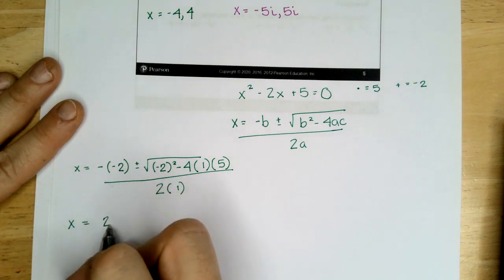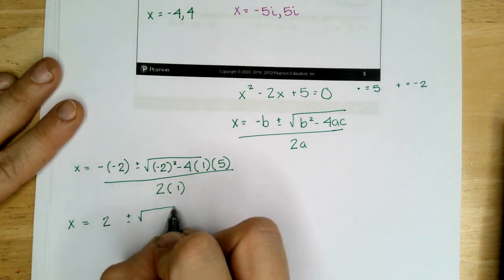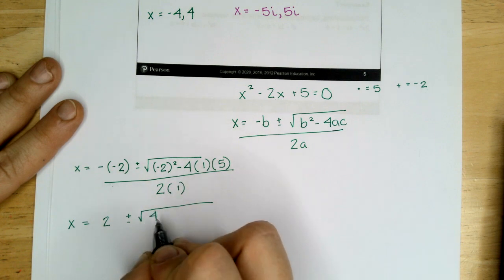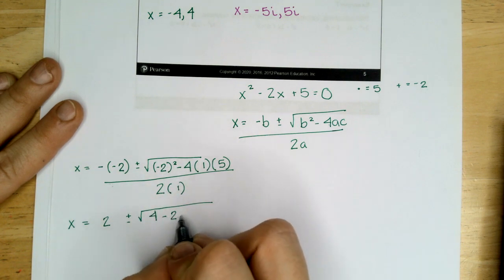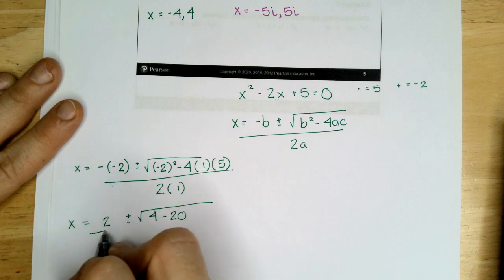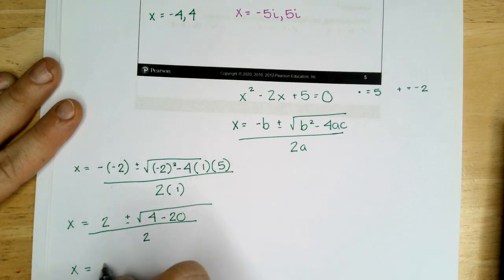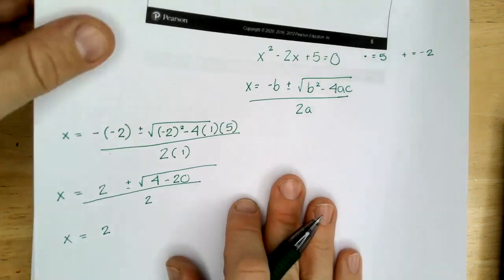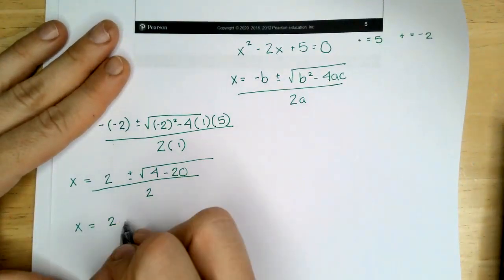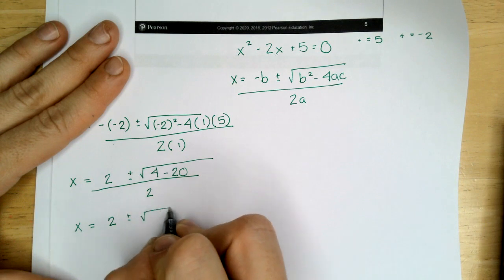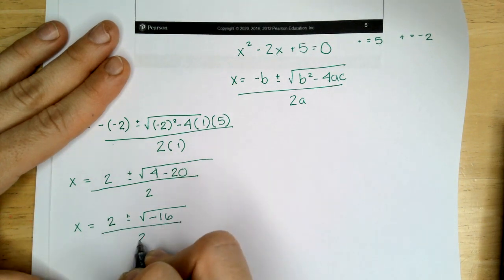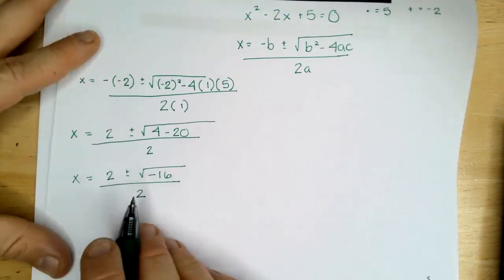Negative 2 is a positive 2, plus or minus. Negative 2 squared is 4. 4 minus 20, right? Because 4 times 5 is 20. Over 2 times 1 is 2. So 2 plus or minus the square root of negative 16 over 2. Yeah?